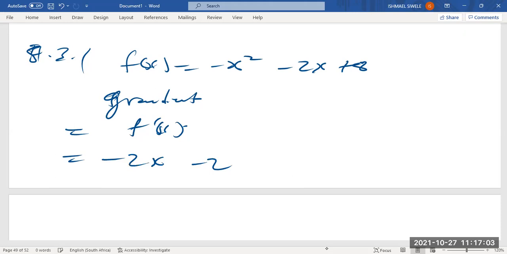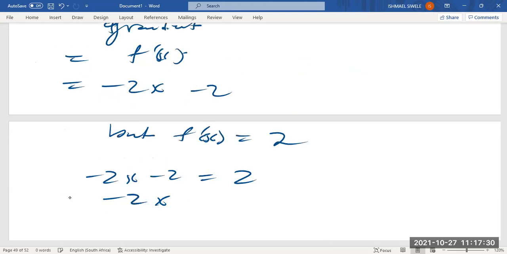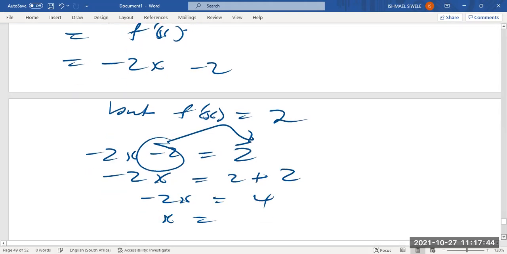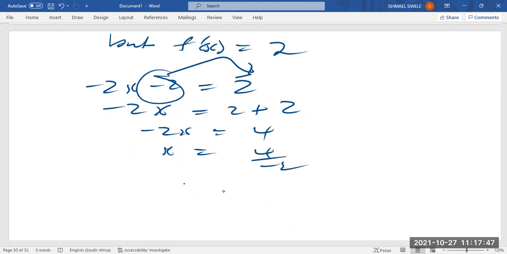And we are given what is the gradient? They're saying the gradient is 2. You see? So we just have to equate what we have here to 2. Negative 2x minus 2 is equal to 2. That means negative 2x will be equal to 2 plus 2, I take this one across, and I'm going to 4, right? And x will be equal to 4 divided by negative 2. Then this is going to be negative 2.